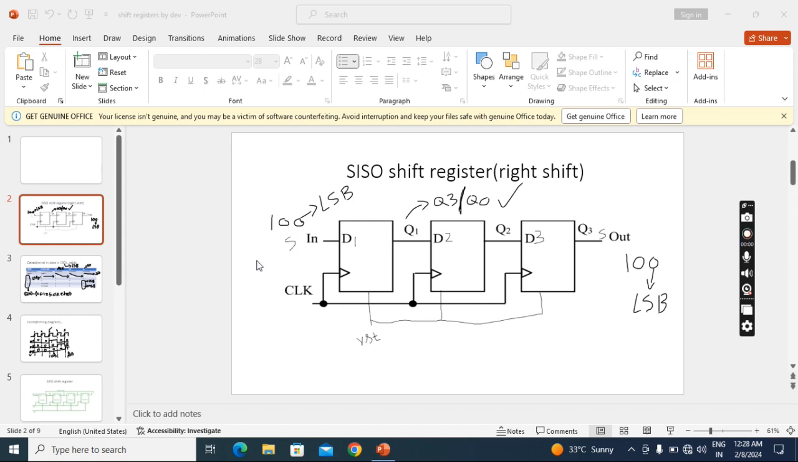For example, I took a 3-bit register. So however many bits the register has, that many flip-flops we need. So it is a 3-bit register, so I took 3 flip-flops. That also we have to take only D flip-flops.